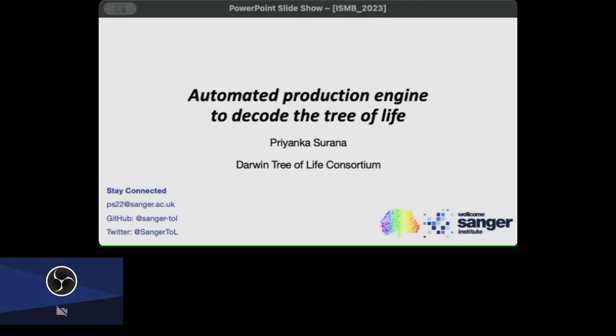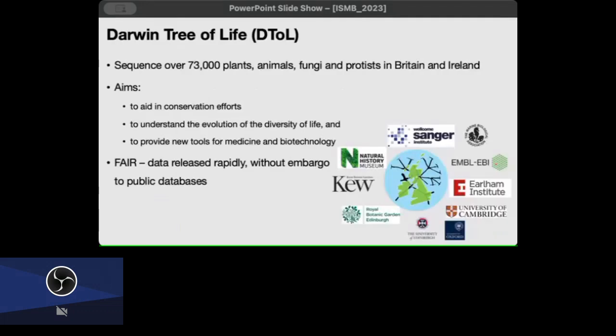In all the work that we do, we try to follow open science and FAIR principles by releasing all our data immediately without embargo on public databases. So even before we get to the assembly, our raw data is available as soon as we finish the sequencing. Our assemblies are available even before the publications are ready. So yes, everyone can use it and benefit from it.